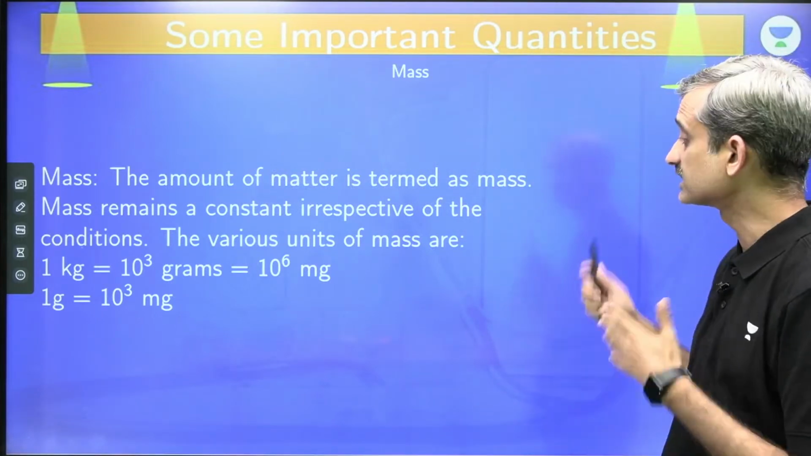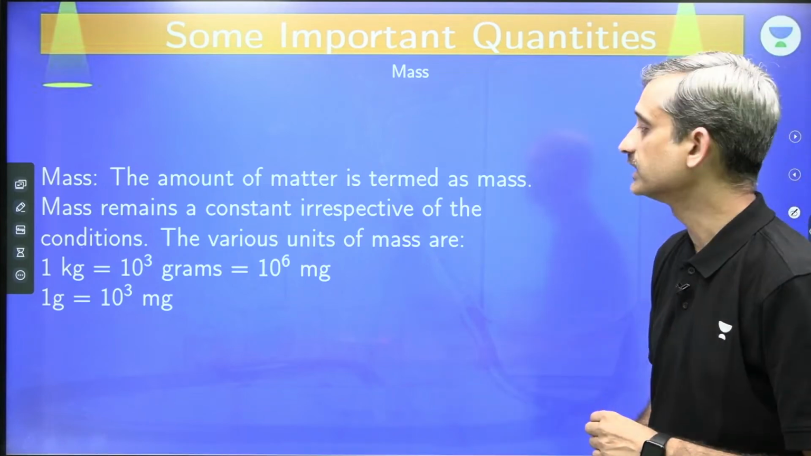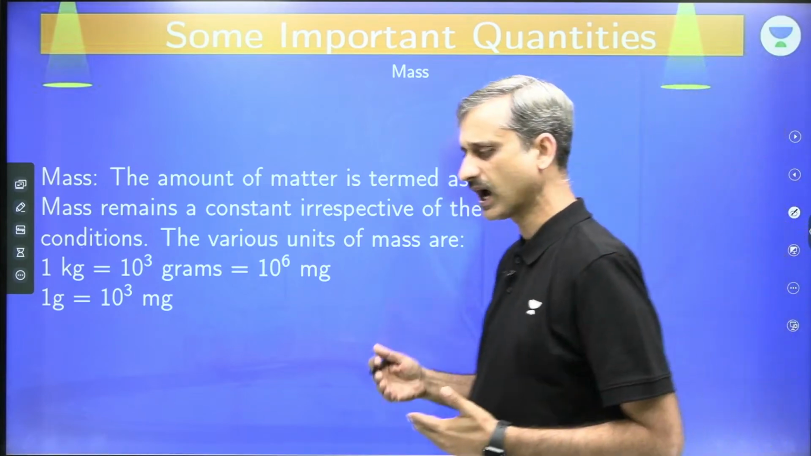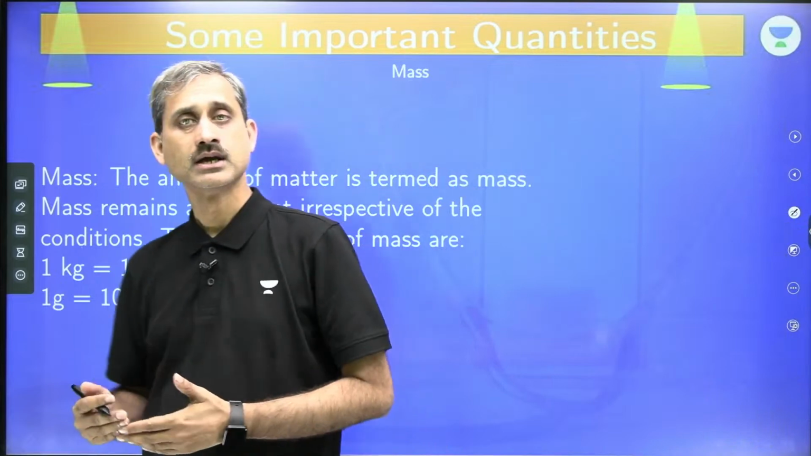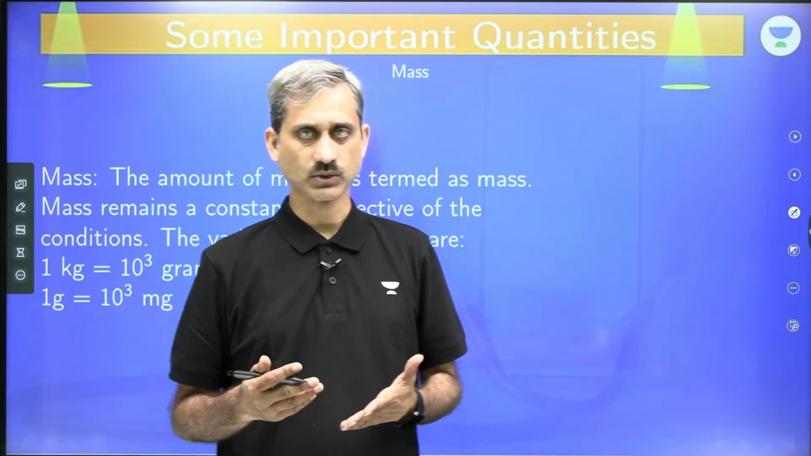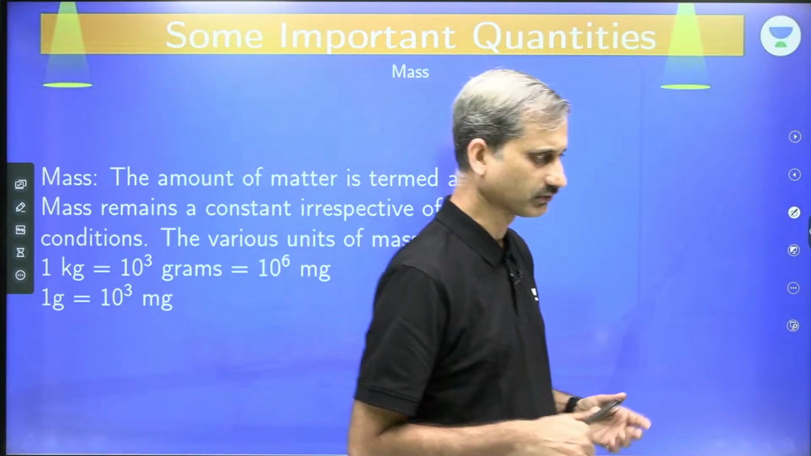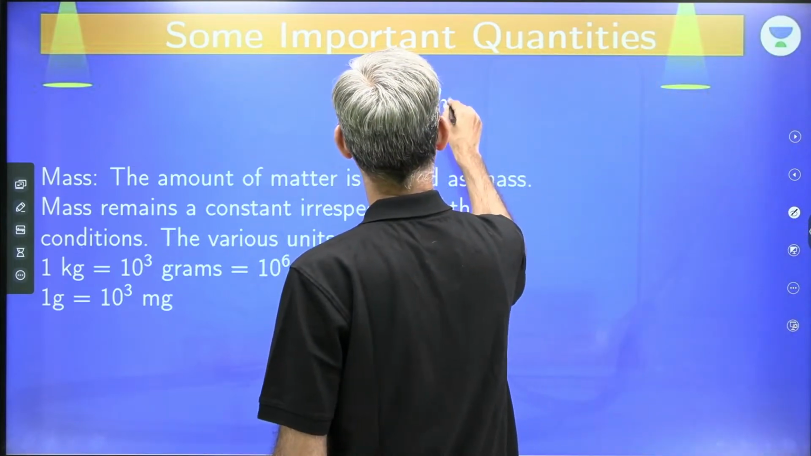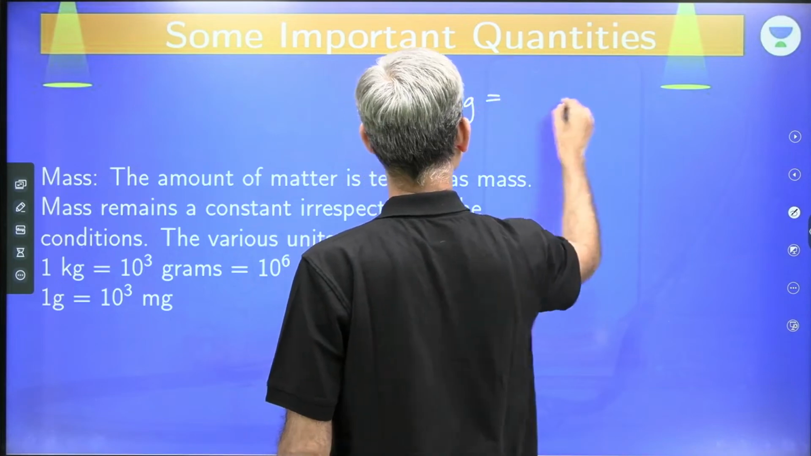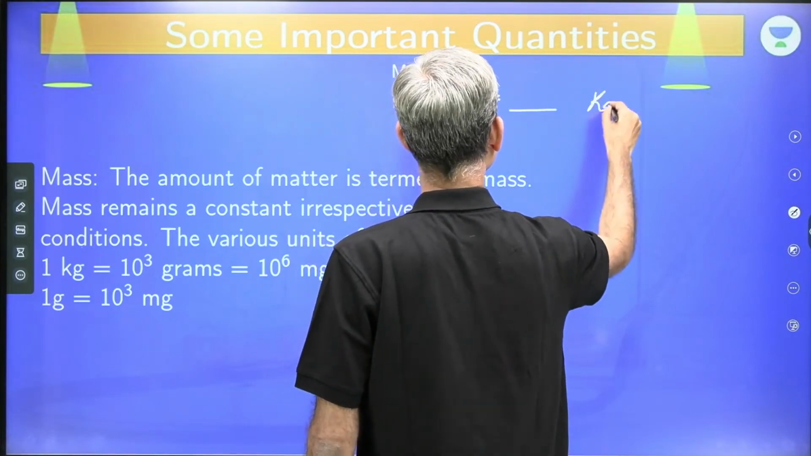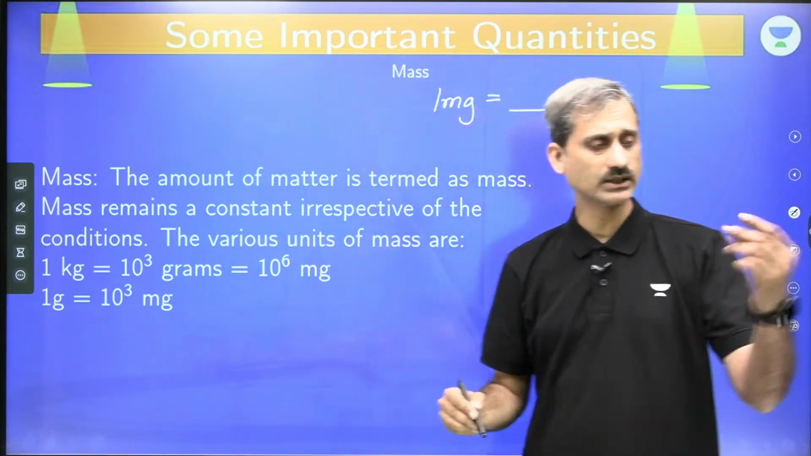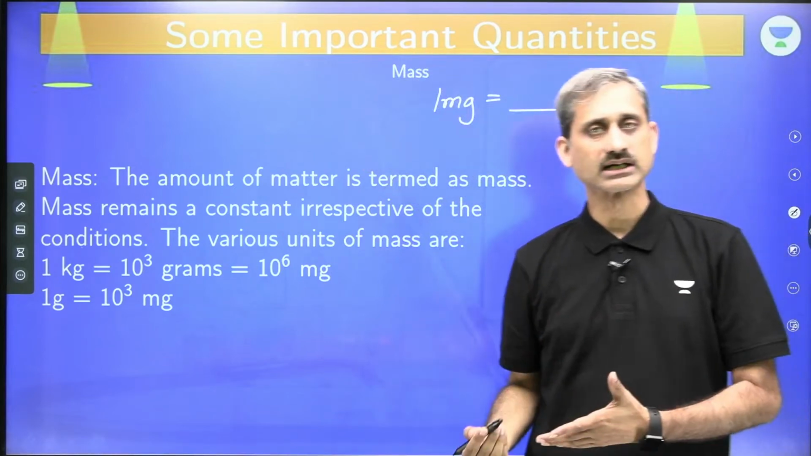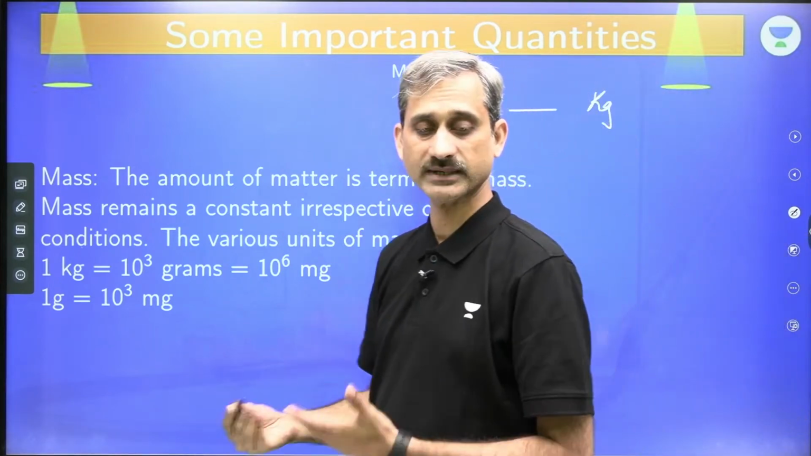Mass remains a constant irrespective of the conditions. For the various units of mass, you need to have the interconversion of the units. 1 kilogram is equal to 1000 grams, that is 10 raised to the power 3 grams. Can you tell me 1 milligram is equal to how many kilograms? Can anybody give me the answer quickly? 1 milligram is equal to how many kilograms?